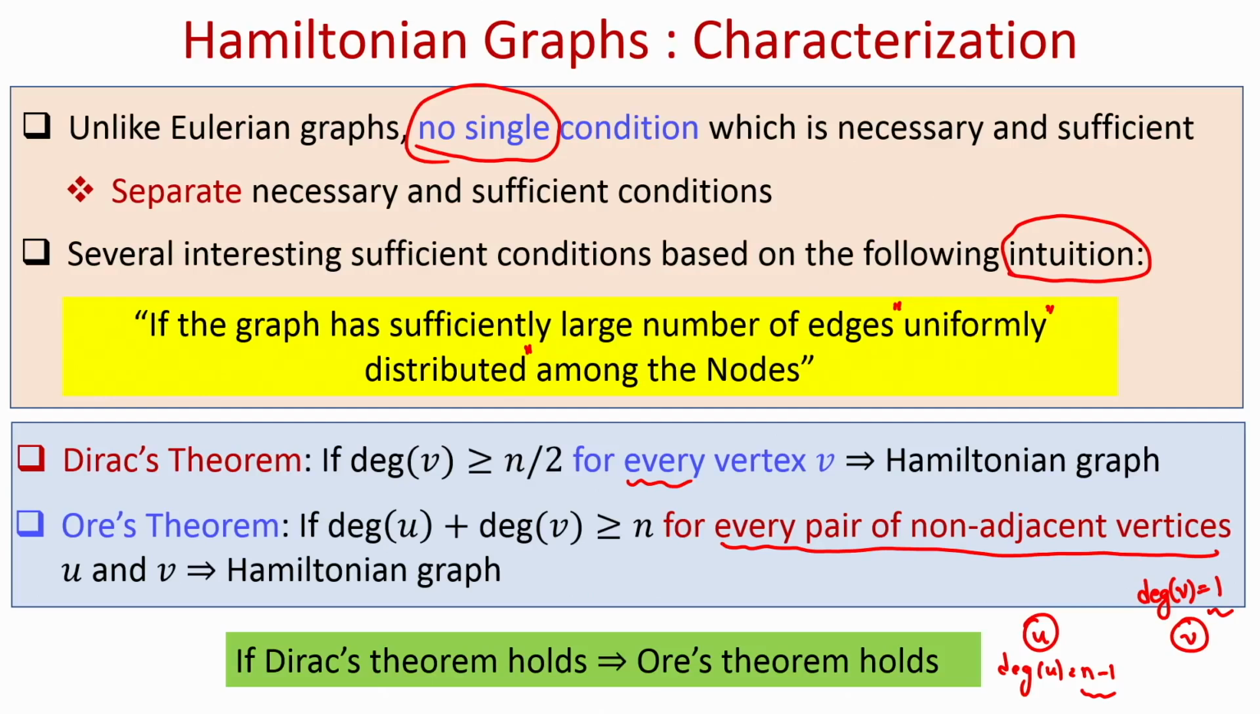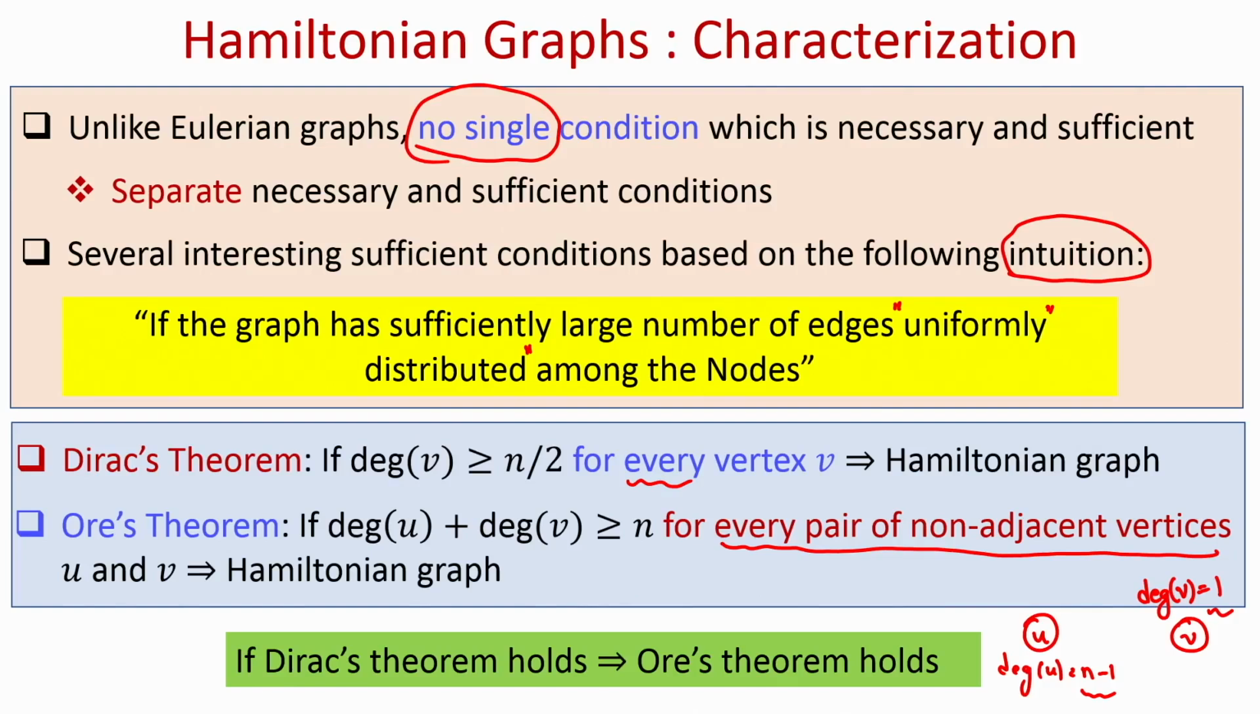It says that you take any pair of non adjacent vertices, as long as you guarantee that the sum of their degrees is n. It does not matter how exactly n is distributed across the degrees of u and v. It could be that both of them are n by 2, or u takes 2/3 of n and v takes 1/3 of n, and so on. Still my graph will be Hamiltonian, whereas Dirac's condition is slightly more stringent, in the sense that it demands every vertex should have degree n over 2, and only then can I argue that my graph is Hamiltonian.